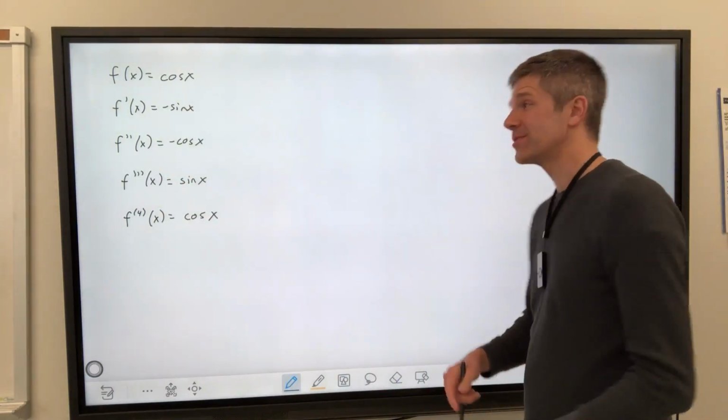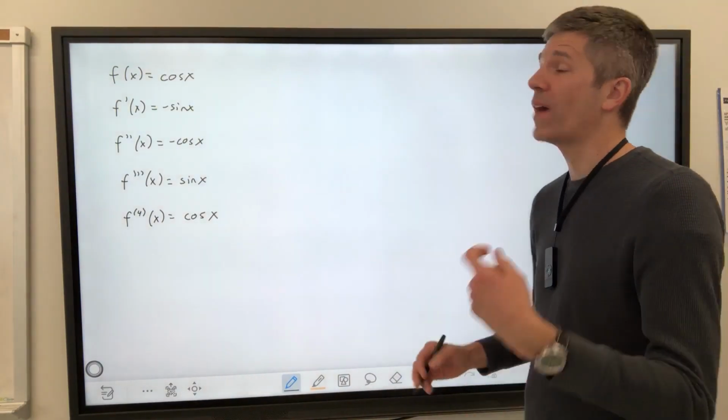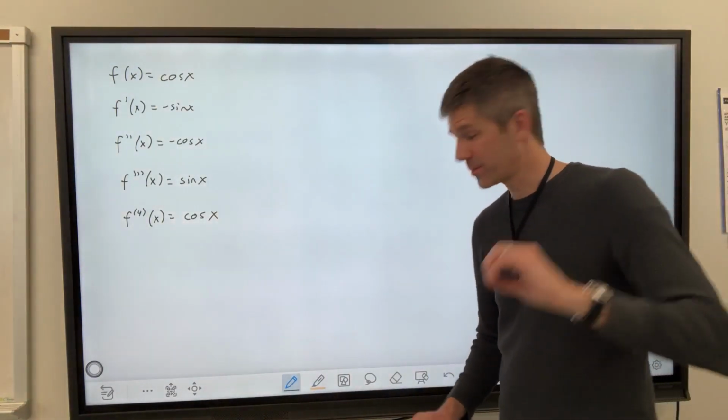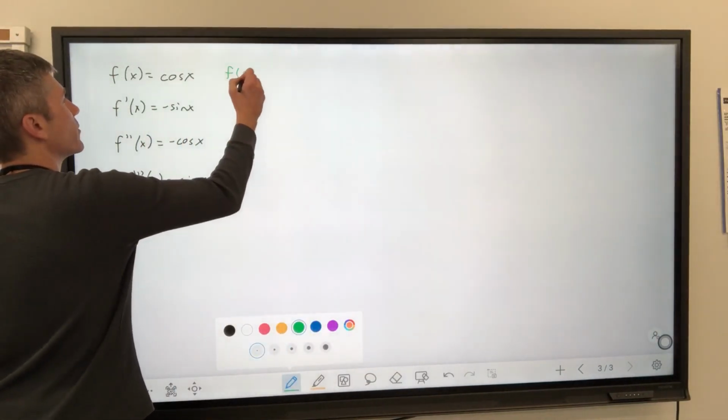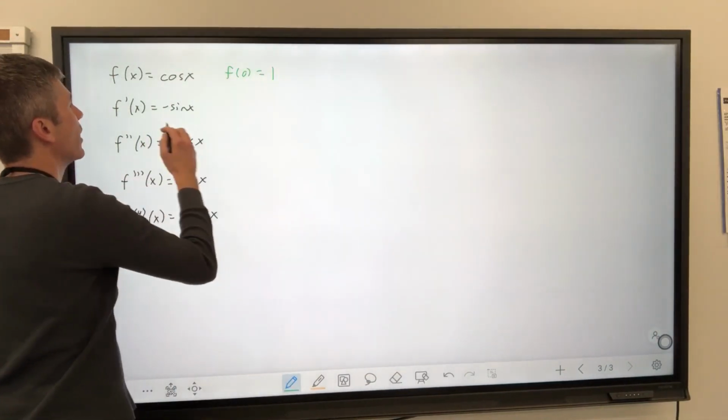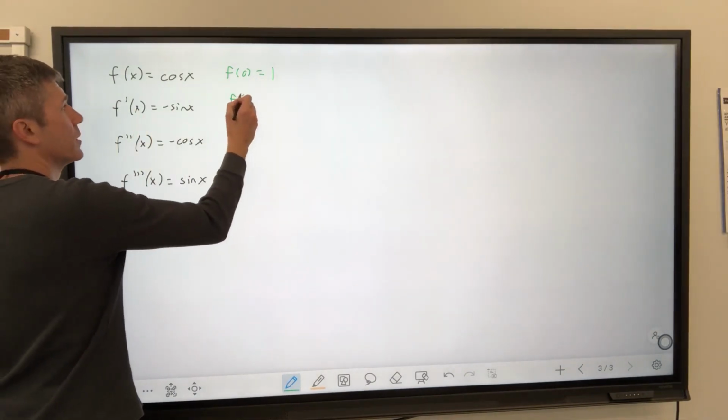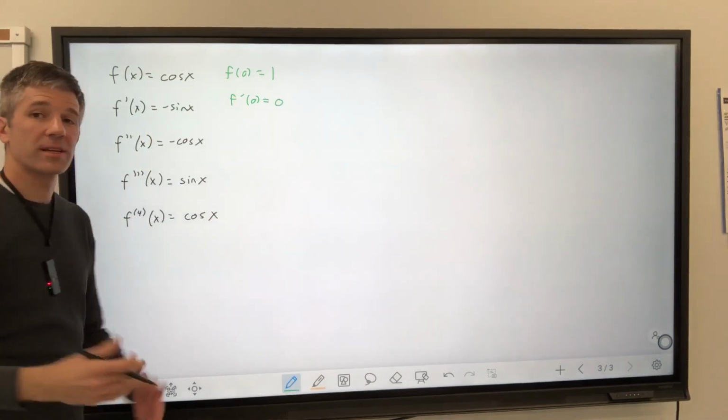So let's actually jump straight into finding the values of the derivatives at 0, because it is a Maclaurin polynomial, and we'll use green. I think that's what I did on the last one. So f of 0 is 1. F prime of 0 is 0. You can see where this is going.